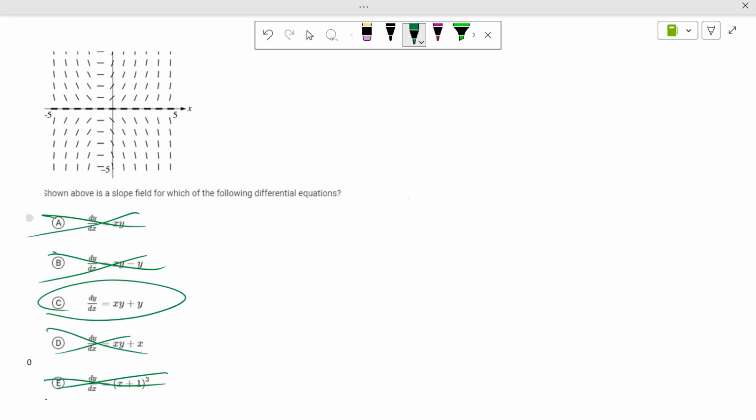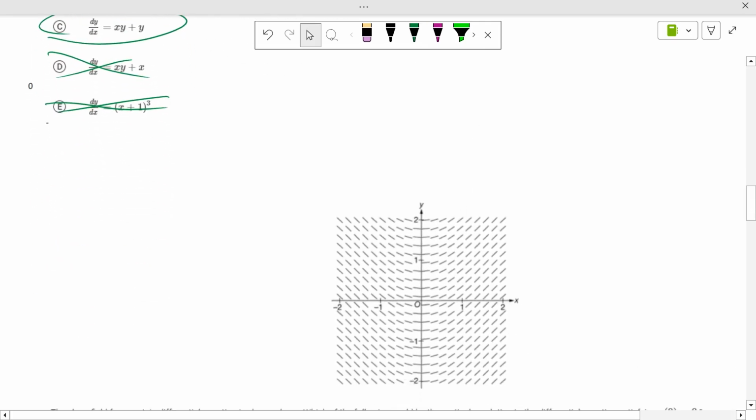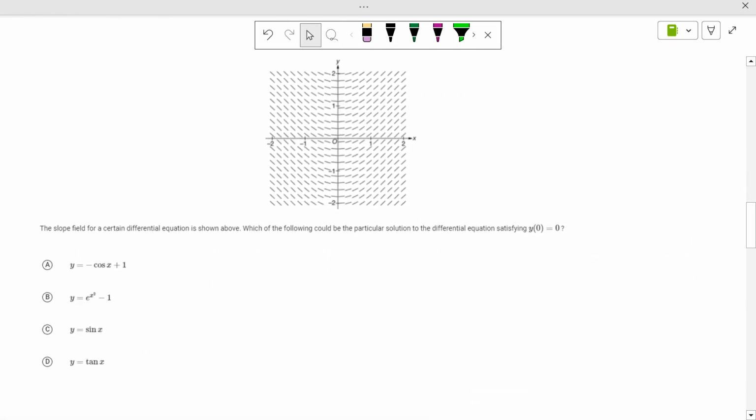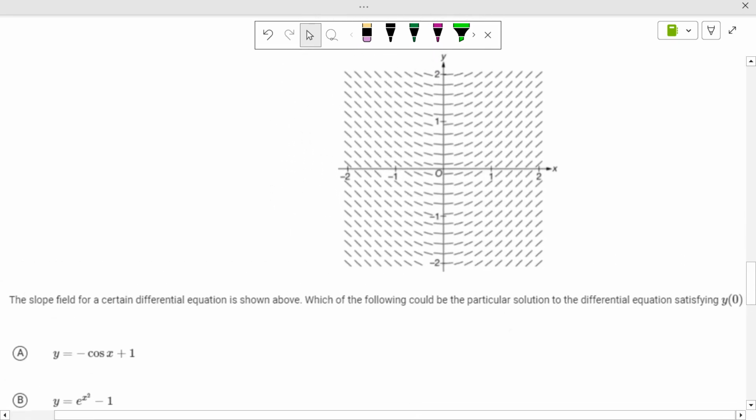Process of elimination. You got to look at different places on the slope field, see what's going on. You know, there's a slope of 0, there's a slope of 0. We can kind of figure things out from there. Okay? All right. Another slope field. Which is the right answer for this? Okay? And it does also say that the particular solution at 0 is 0. But let's just start working through these and see what it is.